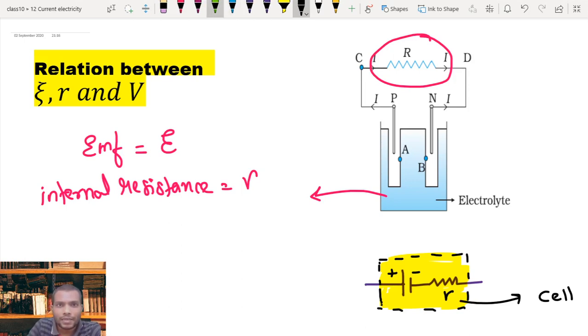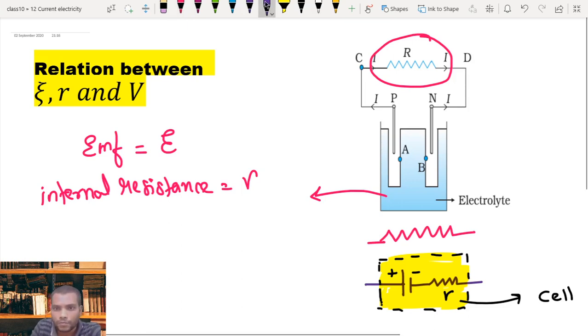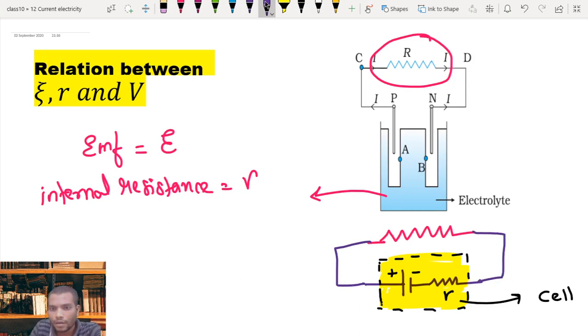Now to the cell, if I connect an external resistance, suppose this is the resistance we connected across, and everything is connected via wire, and this capital R is the external resistance, and current is flowing from the positive terminal to the negative terminal. So I is the amount of current flowing through the circuit. Now let me consider two points here, capital A and capital B, across the cell.